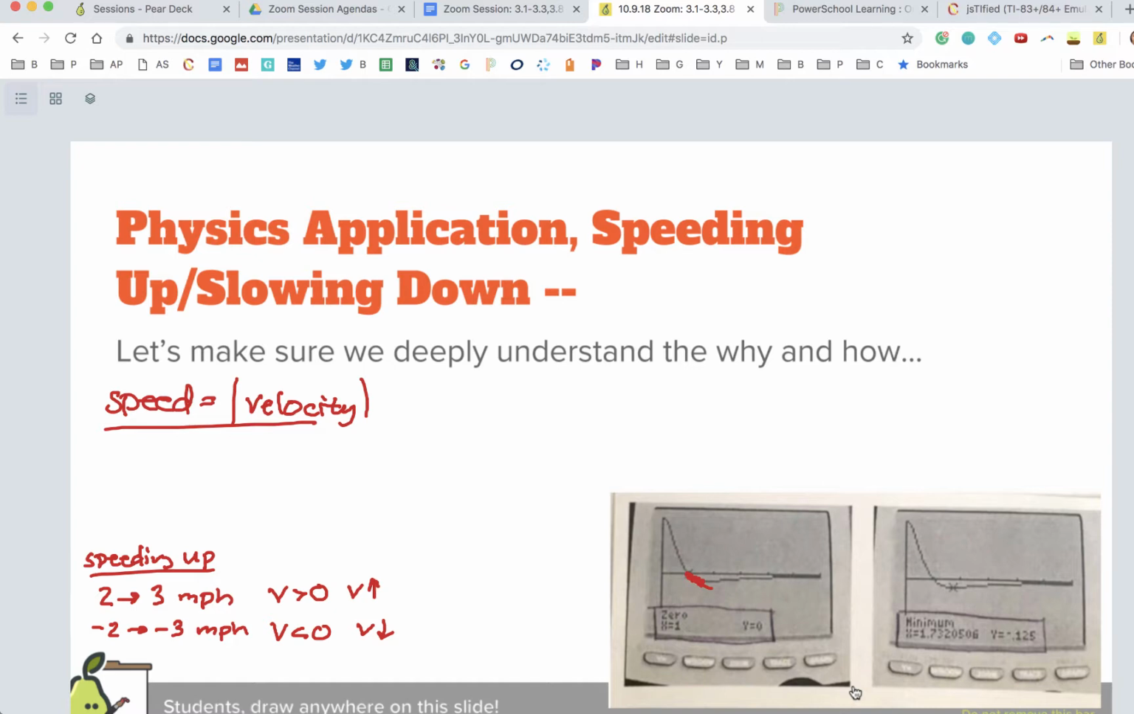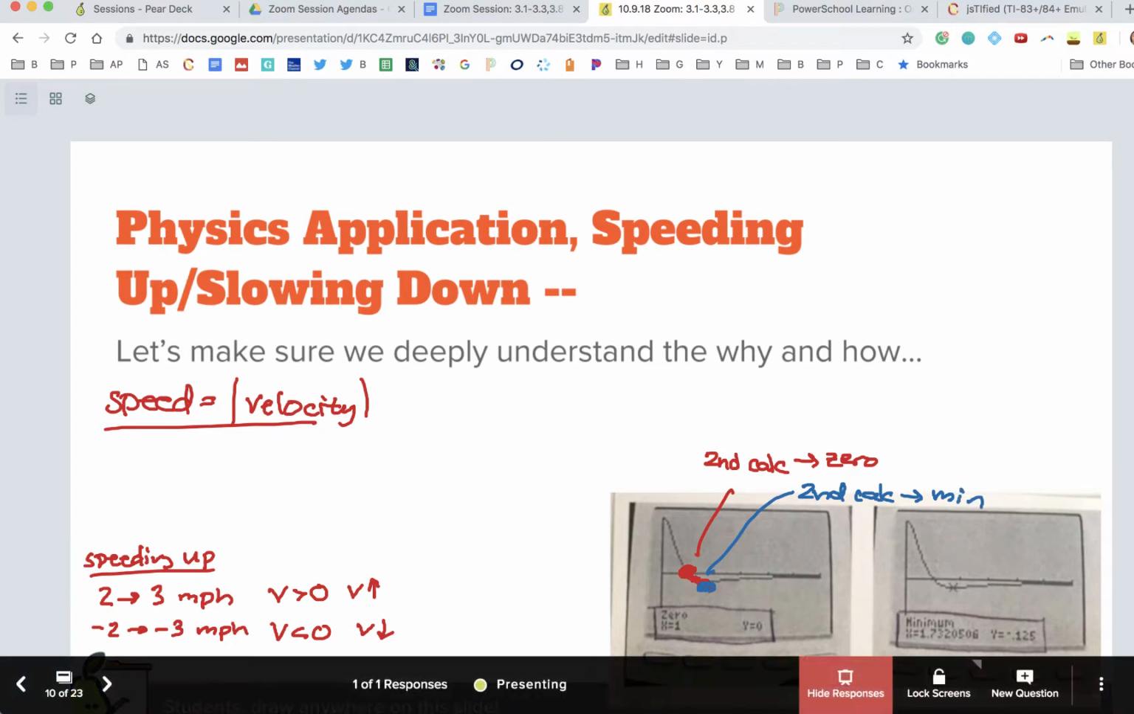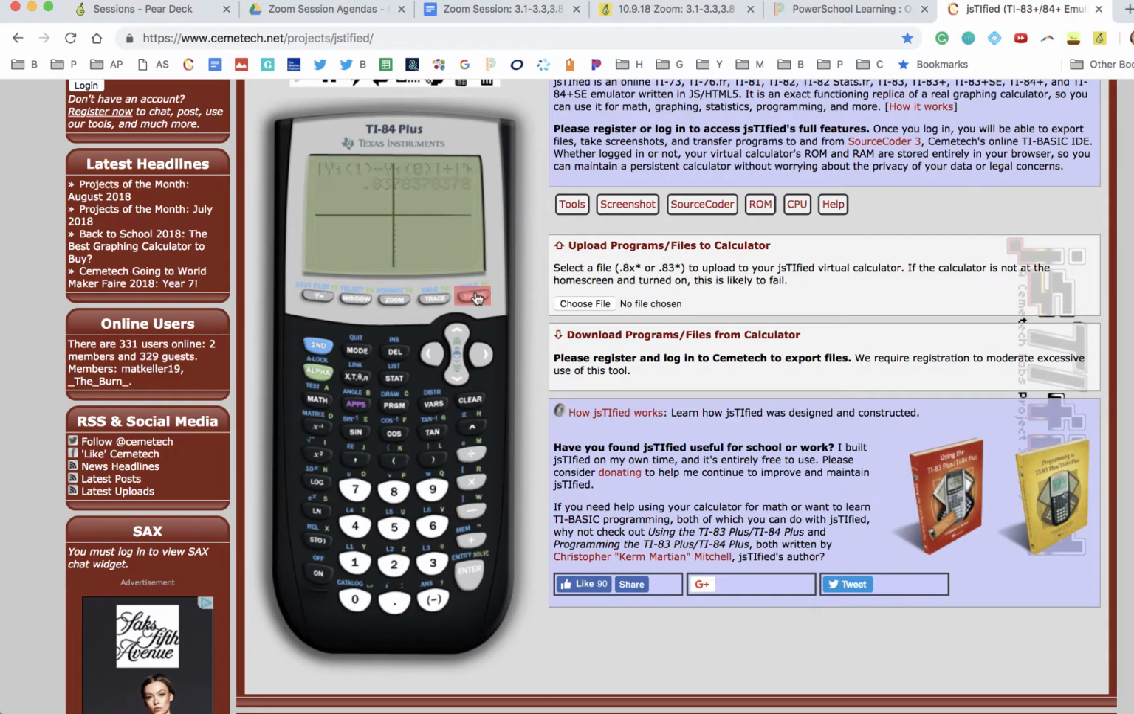So to find this, I would find the 0 on my calculator. So you go to second calc and you find the 0. And to find this second point here, that's our minimum, right? So you're going to go to second calc, minimum there. So this is the wrong graph on my calculator. But if I wanted to find a maximum, I go to second calc, maximum.